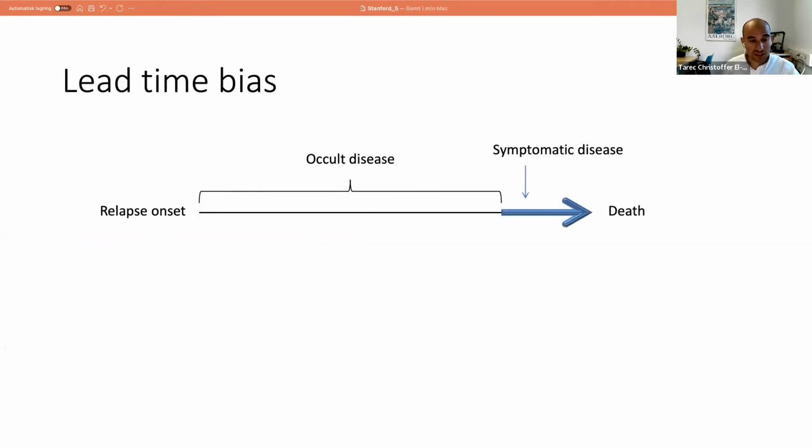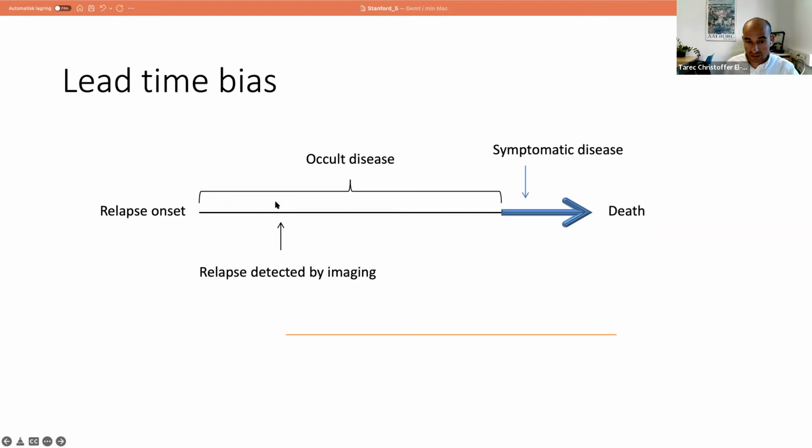But there are some problems in doing it like this, as we also pointed to in the paper we did, because you of course will have the lead time bias, and I've illustrated the lead time bias here. If you have a disease that starts at one point and then exists for several months without giving any symptoms, and at one point, at the blue arrow, it becomes symptomatic, and patients maybe have a few months, and then some patients will die from the relapse. Then if you do imaging regularly, you can detect the relapse out here in the preclinical phase, when the patient has a preclinical disease.